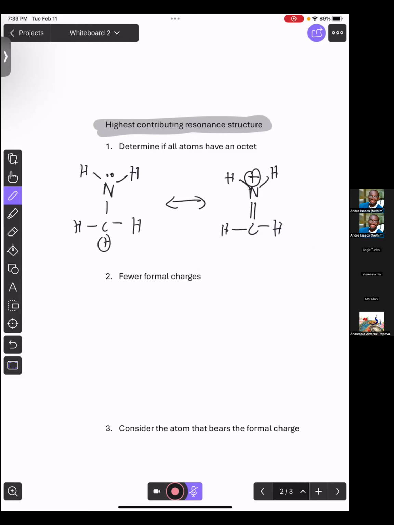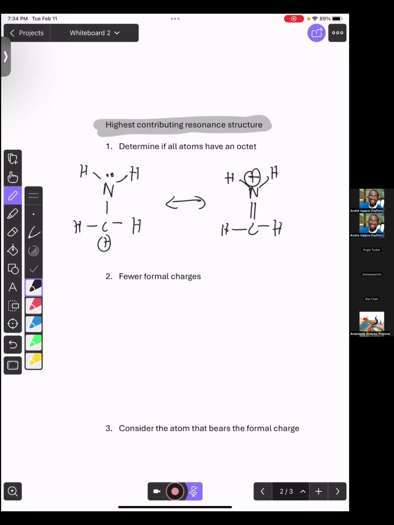Because if they have access, not ownership now, we're not talking about ownership, access. If they have access to 8 electrons, then that's good. Every atom wants access to 8. Whether it owns them or not, it just wants access. It'd rather own them, but it'd rather have access over deficiency. So if I look on the left, the nitrogen has access to 8, but the carbon has access to 6. Sorry, that's on the left. If I look on the right, the nitrogen has access to 8, and the carbon also has access to 8.